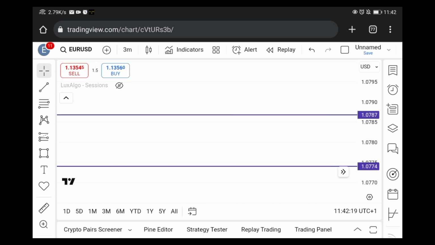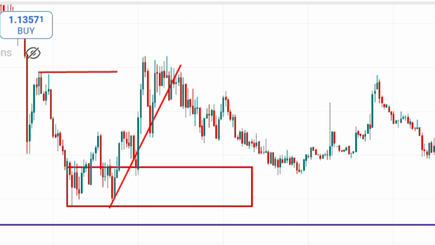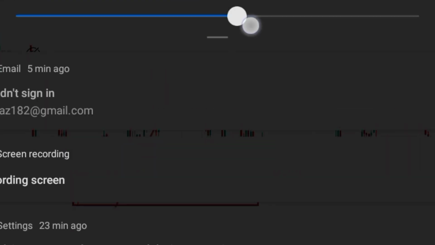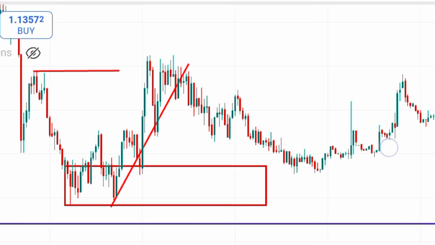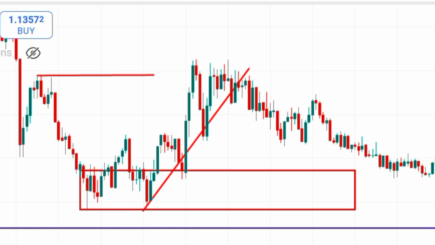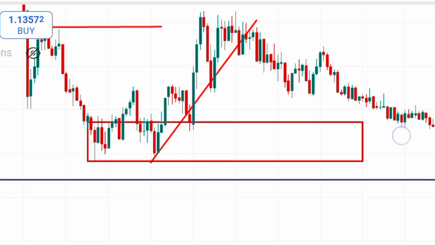Let me tell you, there is no strategy that is 100%. So I have to make use of my 5 minutes chart instead of 3 minutes for this video not to be too long. As you can see, here was the place I marked, the zone that I marked, which was my M15.